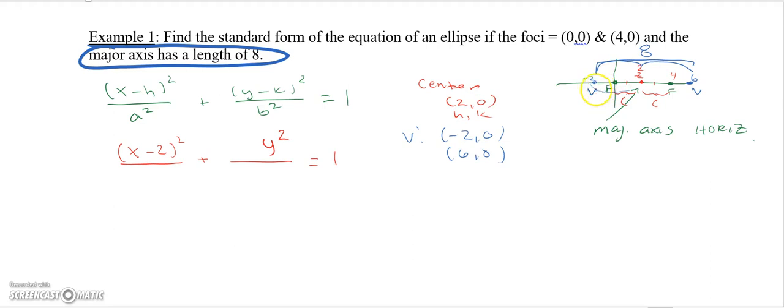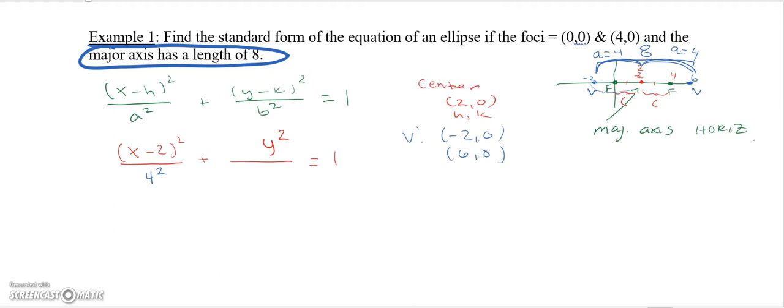This also tells me that the distance from the center to a vertex is your a value. So I know my a equals 4, because either distance from the center to a vertex is 4. So my a equals 4, so I have 4 squared there, and I'll eventually write it as 16. So now what I need to do is find my b value.